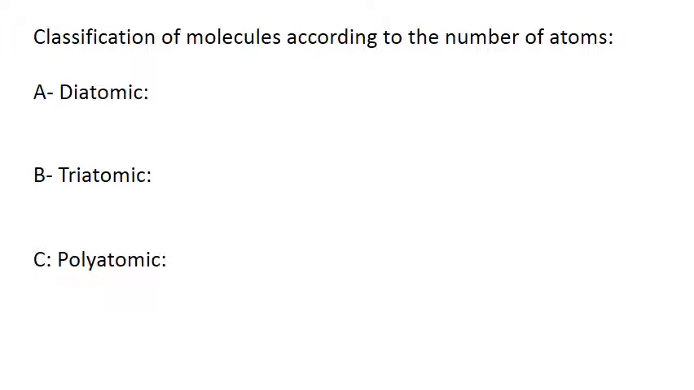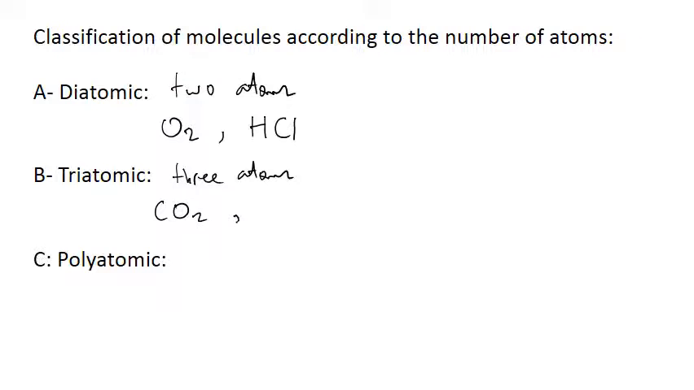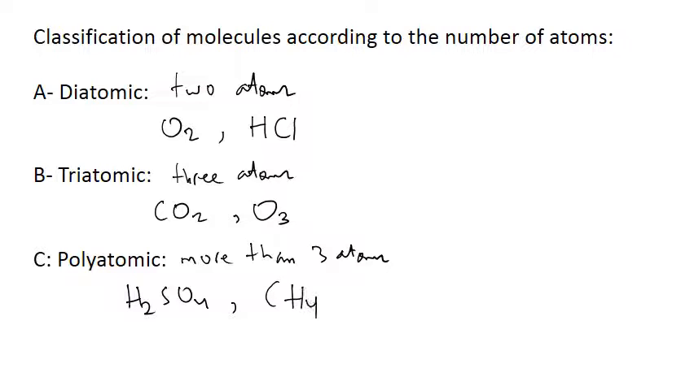Classification of molecules according to the number of atoms, we have 3 types: diatomic, triatomic, polyatomic. Diatomic if it has only 2 atoms, like oxygen, O2, like HCl, and so on. Triatomic, it should have 3 atoms, like carbon dioxide, or O3, ozone, and so on, or H2O. Polyatomic, more than 3, like H2SO4, or methane, CH4, and so on.